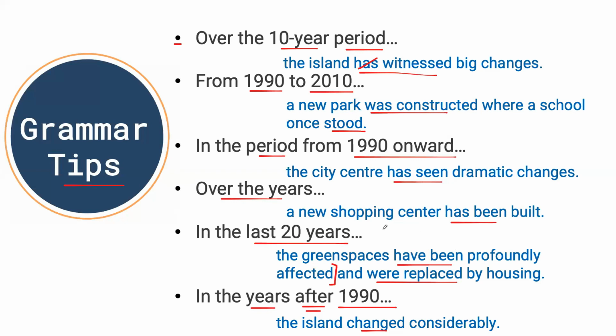So we don't know, for example, who built this new shopping center. We don't know who constructed this new park. So you want to use the verb to be in the present perfect plus the past participle when you're looking at present perfect passive. Sometimes you'll see past active as well.